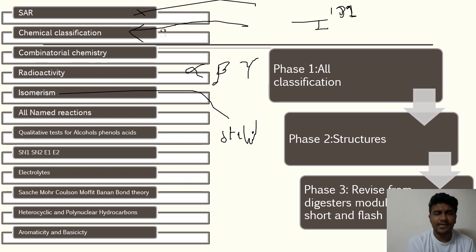So you need to know isomerism, the examples. You need to know the concept of whether these are chain isomers, functional isomers, tautomers, or metamers.